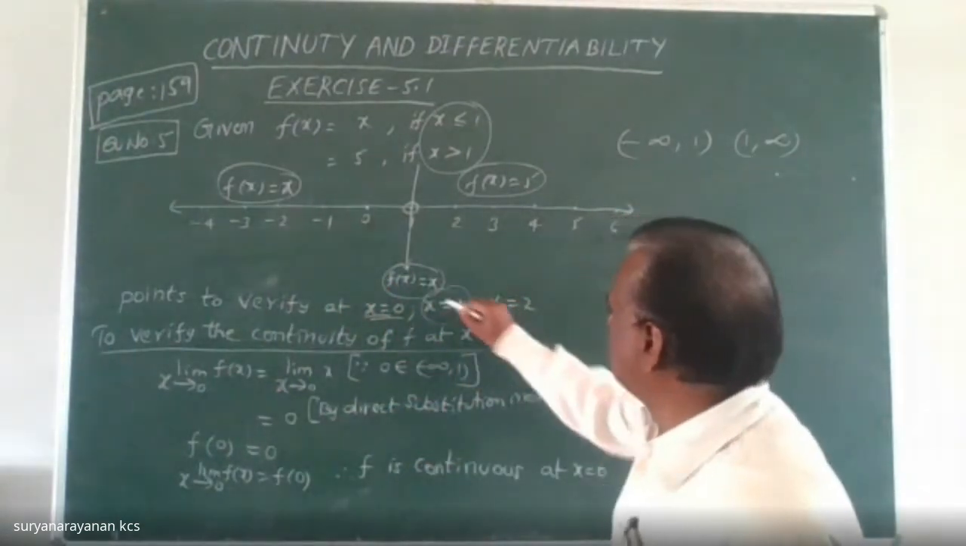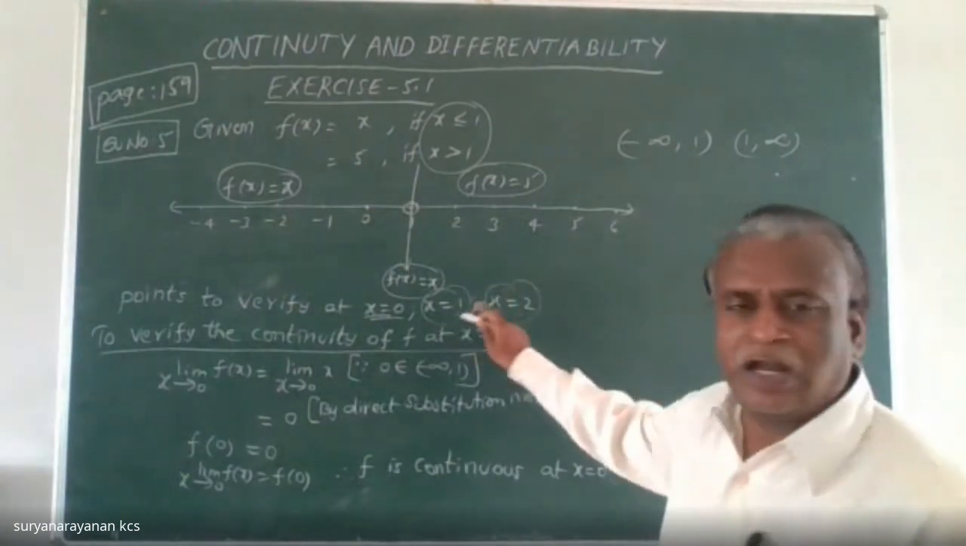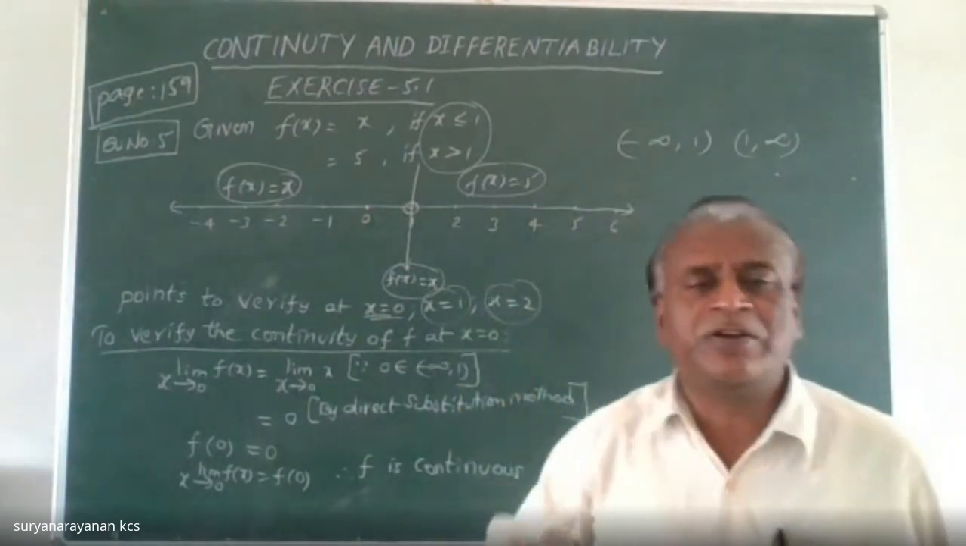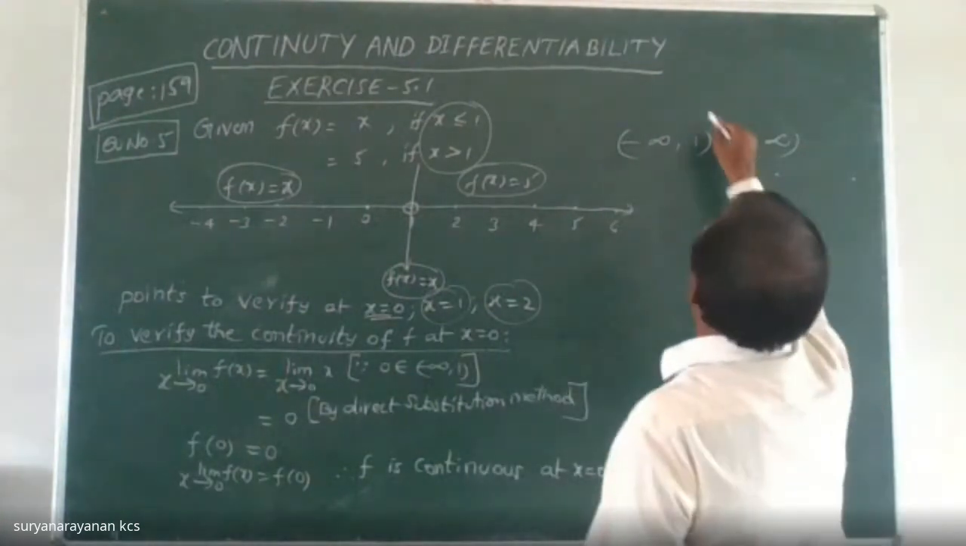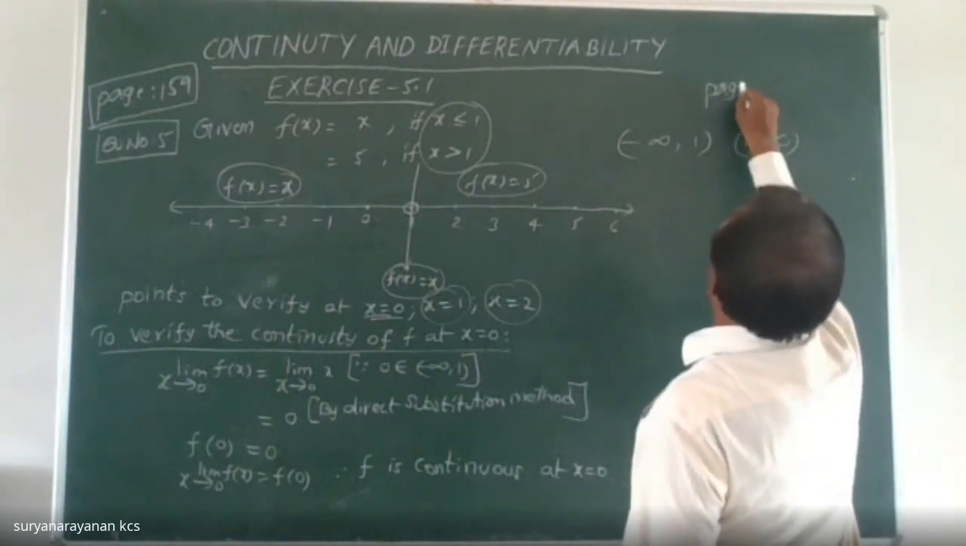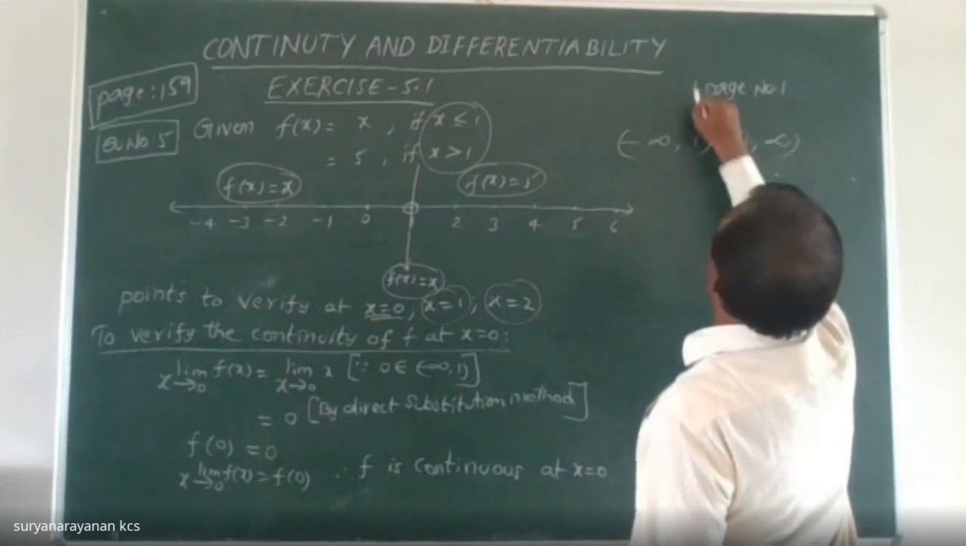Again, two more points are left. At x is equal to 1 and at x is equal to 2, we have to verify. Okay, my children. Understood this point? Yes, sir.